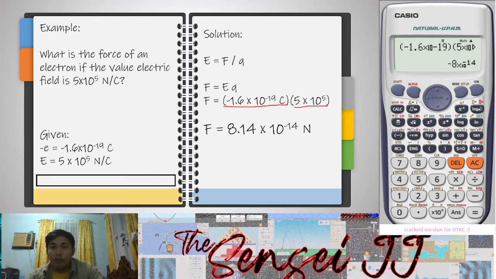So we have here our value of negative 8 times 10 raised to negative 14. Sir, what happened to our negative sign? So for the negative sign, pag force yan, wala tayong negative force. Meaning, direction lamang yan. Okay? So our negative sign here is just an indication of where our force is going. It can either be going to the right or going to the left. So it's just an indication of our direction.